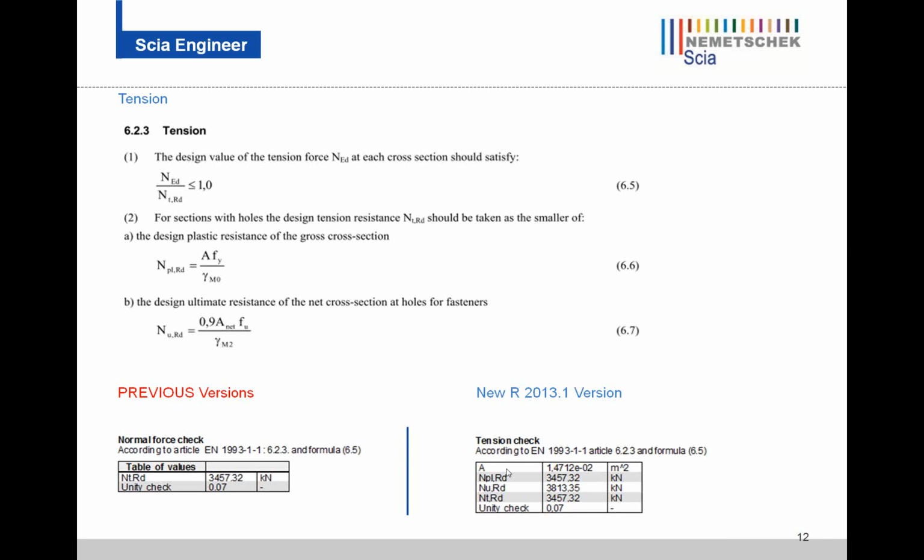We display the area which is used. We display the two values, plastic Rd and ultimate Rd, and based upon those two values, we decide which one is the NtRd, and we do the unity check.